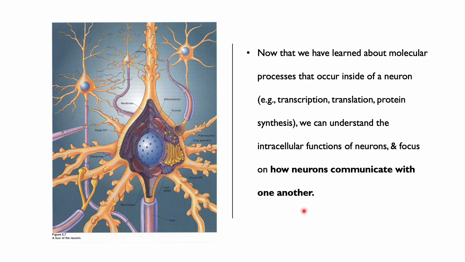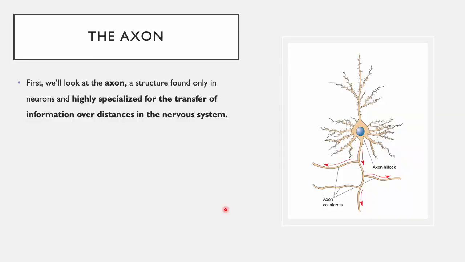So now that we've learned about all of these molecular processes that occur inside of the neuron, we can understand how neurons communicate with one another. So now I want to talk about axons a little bit more. We've already talked about how axons are these long branches that project from the cell body or the soma, and how they play a really important role in transmitting information from cell to cell.